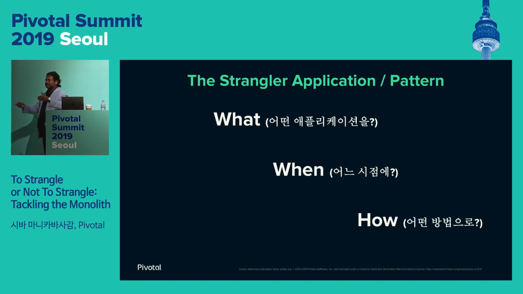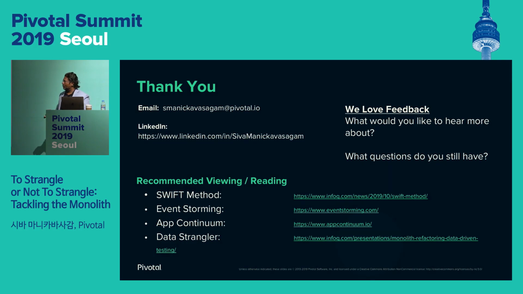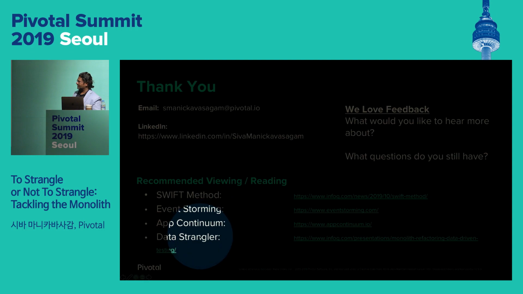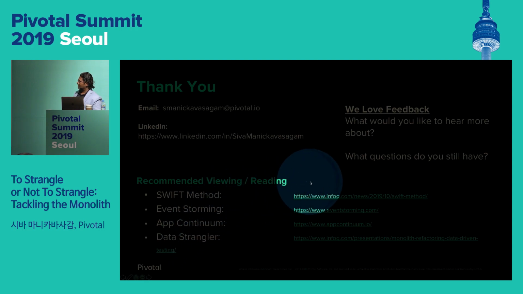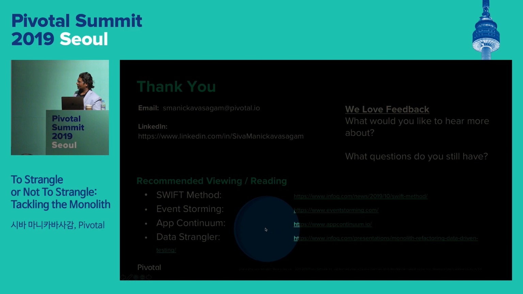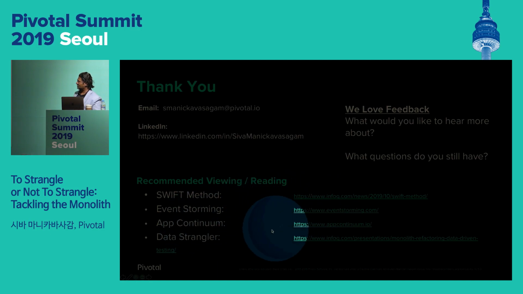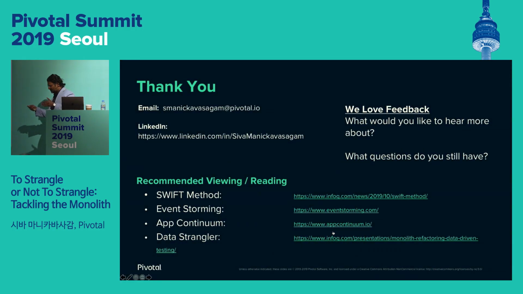There were a lot of topics that I covered in the 20-odd minutes, so in case you need to read more or view videos, I would highly recommend these links as a good way to learn the Pivotal Swift methodology. Event storming as a whole, this is Alberto Brandolini's website. App Continuum is a way to choose between a Big Bang rewrite, using XP principles, or a strangled way of risk-mitigated move. It's again by Pivotal.